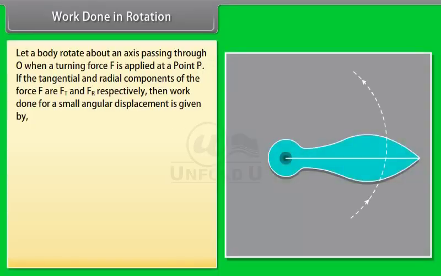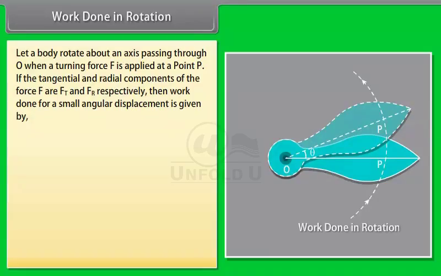Work done in rotation. Let a body rotate about an axis passing through O when a turning force F is applied at a point P. If the tangential and radial components of the force F are Ft and Fr respectively, then the work done for a small angular displacement is given by dW = Ft · ds. Put the value of ds in the above equation: dW = Ft r dθ.